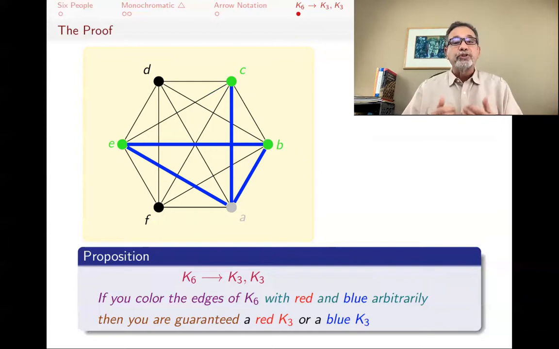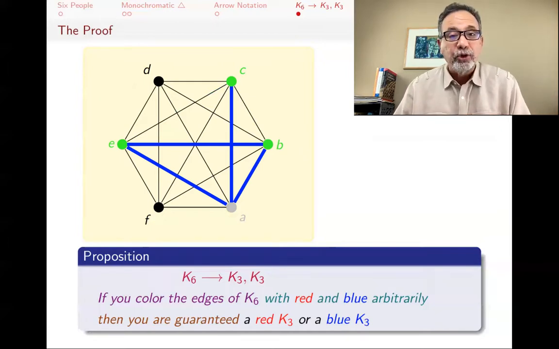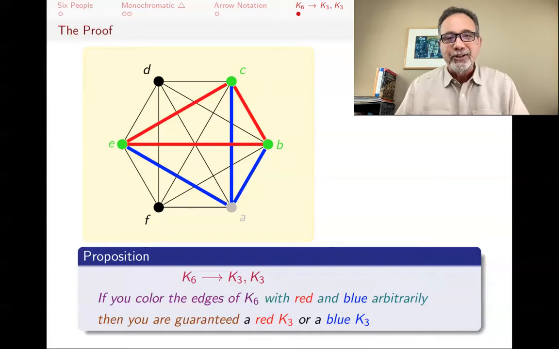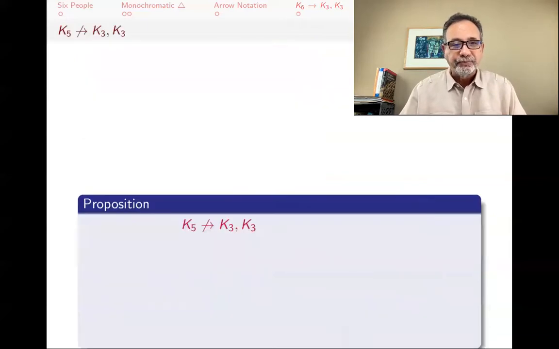So you, trying to stymie and make sure that I'm not getting a monochromatic triangle, will say, okay, well, I won't use blue. But if you don't use blue, you're going to reuse red, and then I've got my red triangle, and then BCE is a red triangle. This is a lovely proof, although you may have heard it. It's now everyone knows about it, but it's a lovely proof that proves that if you color the edges of K6 with red and blue arbitrarily, you are guaranteed a red K3 or a blue K3.